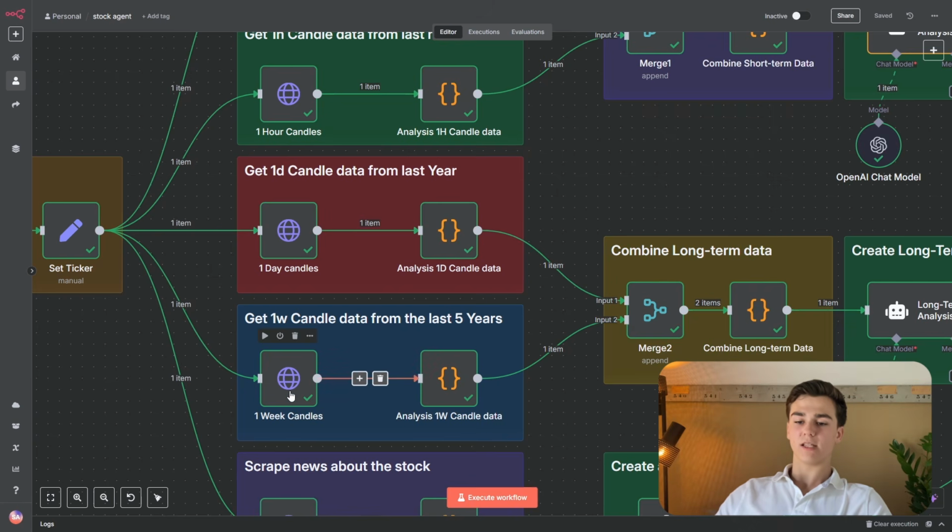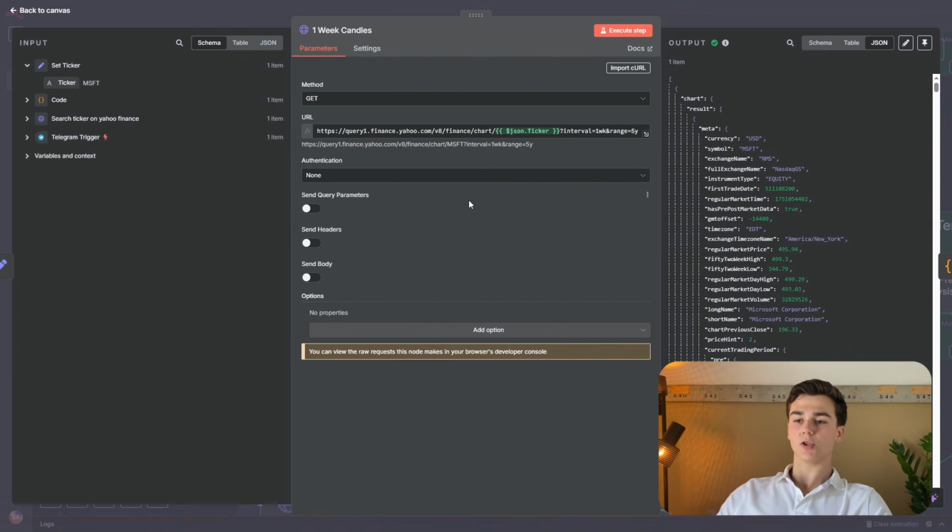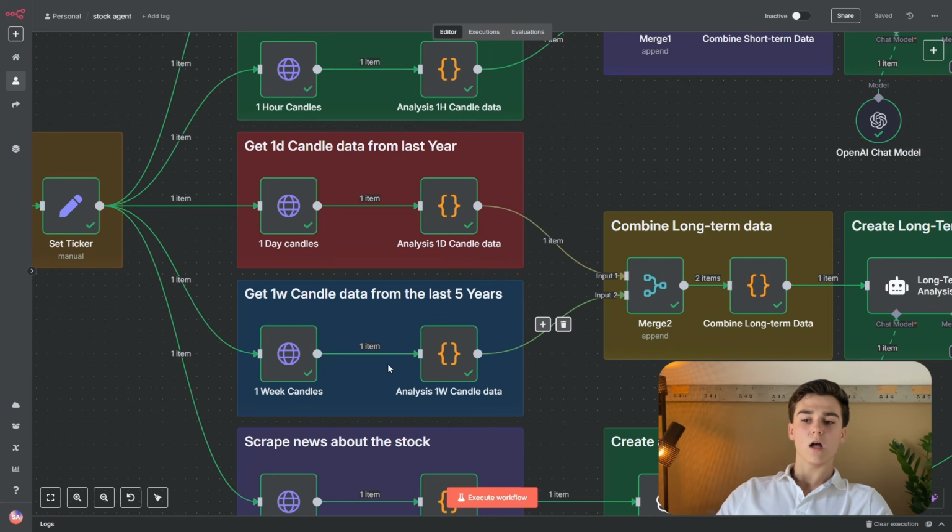Now we'll move on to this HTTP node where we're going to grab the data from the 1 week candle data from the last 5 years. So in this HTTP node, you will change the interval to 1 week and the range to 5 years. After the HTTP node, we will send the data to the code node.